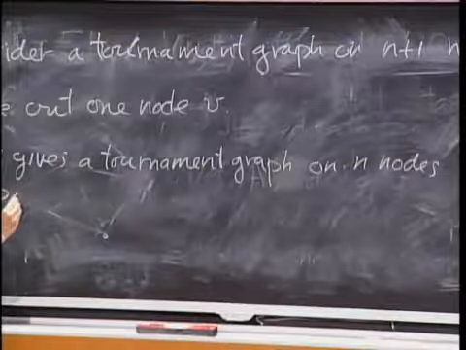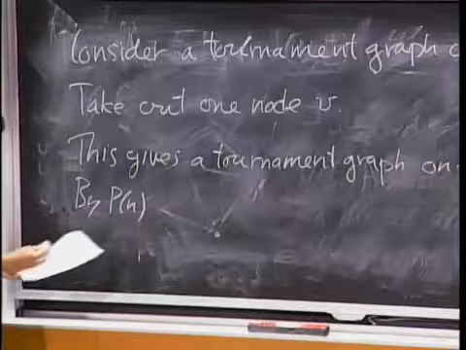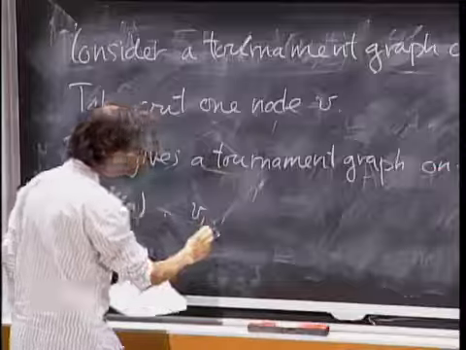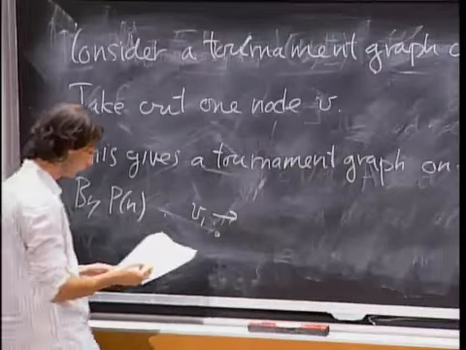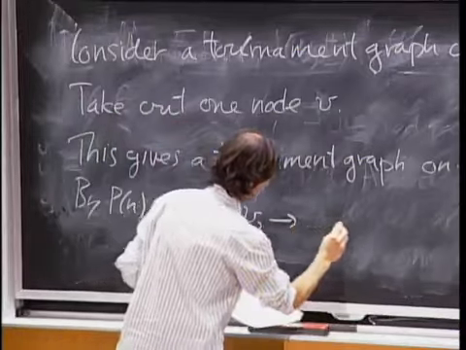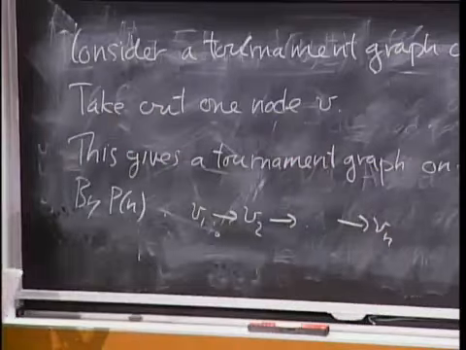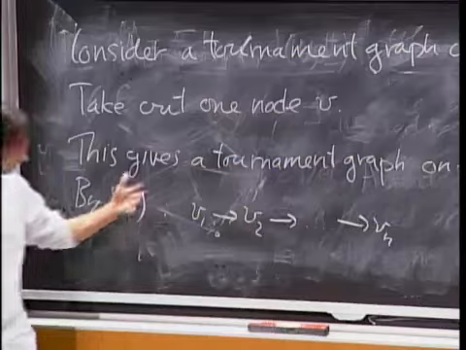So by the induction hypothesis, I mean, we can use this, we know now that we actually have a directed Hamiltonian path. So let V1 to V2 to Vn be such a path. So now that we can use this, we apply it, and we get a path.